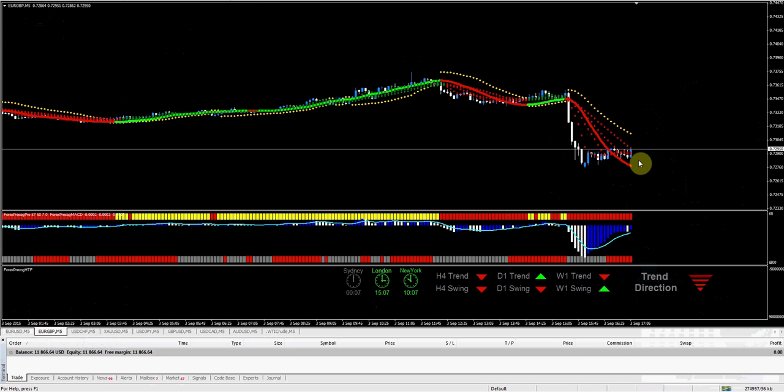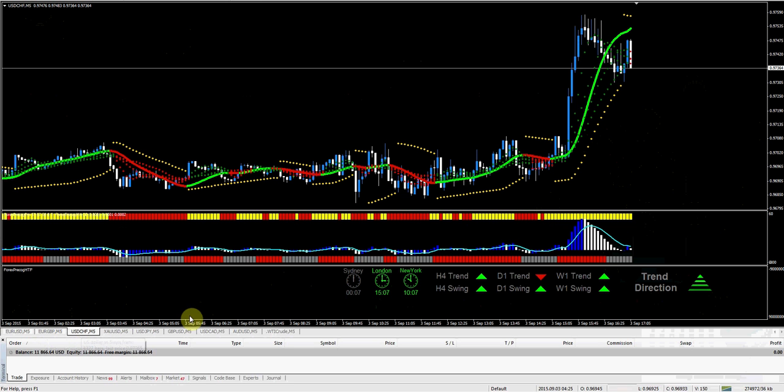Similar setup here, but not as close. As you can see, this is trending up. USD Swiss franc, we just took a trade on that yesterday that did really well. Had a huge winner.